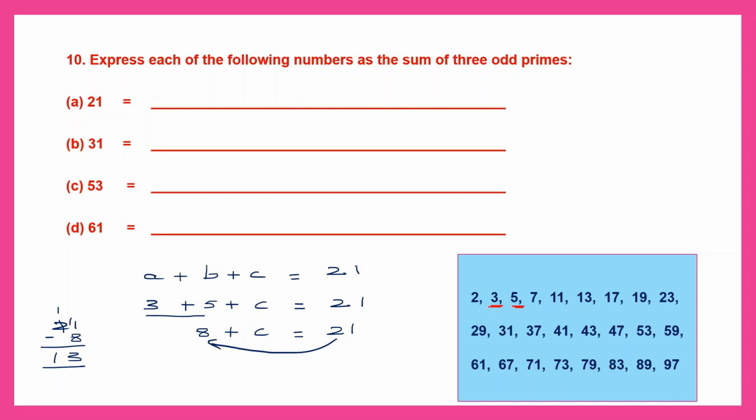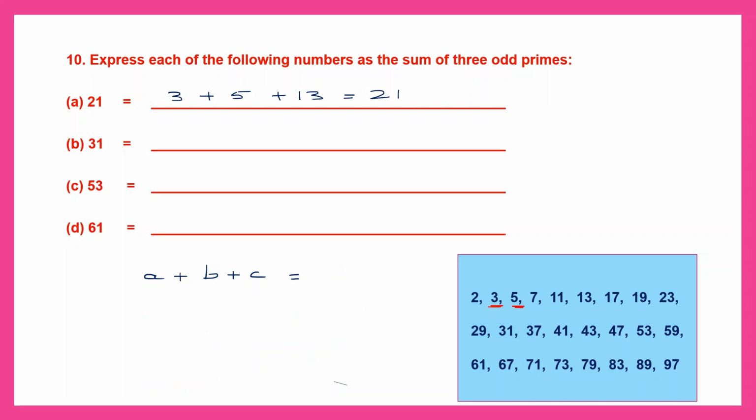So what will I have here? 3, that is A, plus 5, that is B, plus 13, that is C, is giving me 21. So I've got three odd prime numbers. Let's write it down: 3 plus 5 plus 13. These are the three odd prime numbers, the sum of which is equal to 21. Now, in the same way, let's work out for the others.